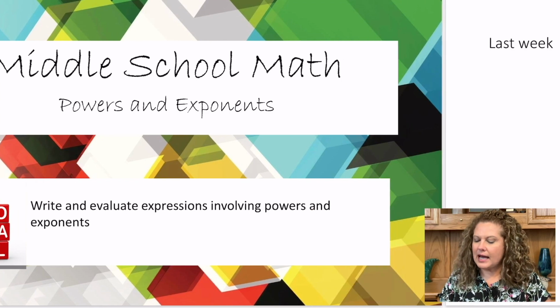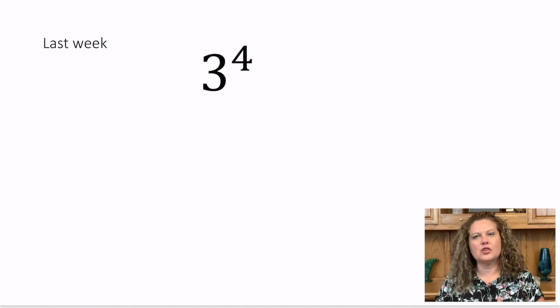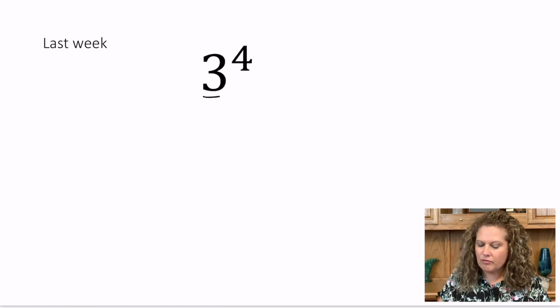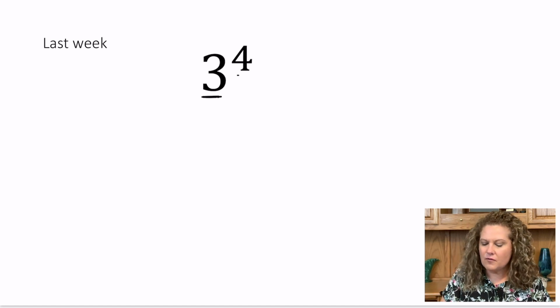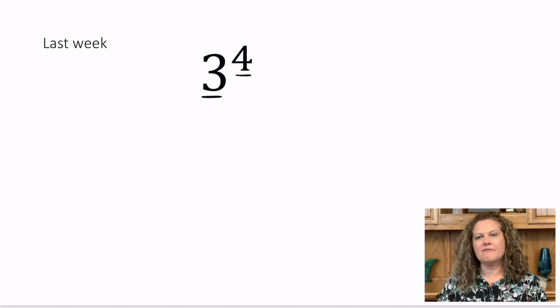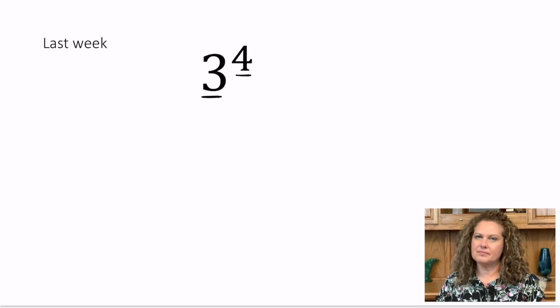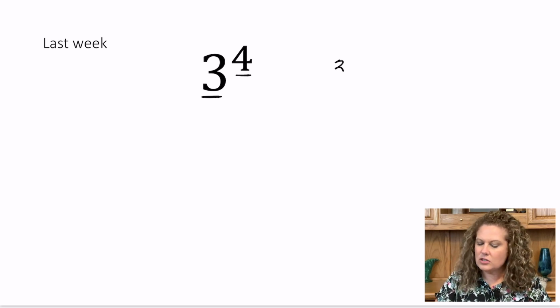Last week we talked about powers, and as you can see, 3 to the 4th power in its entirety is called a power, and it has 2 main parts. The 3 represents our base, and our base is the factor that is going to be multiplied repeatedly, and the 4 tells us how many times that factor is going to be repeated. So if we think of 3 to the 4th power in expanded form or repeated multiplication, it's going to look like 3 times 3 times 3 times 3.